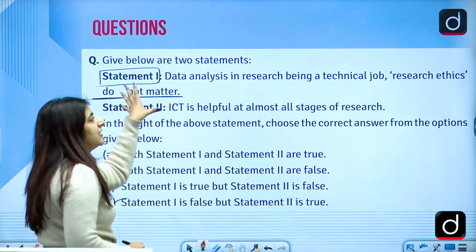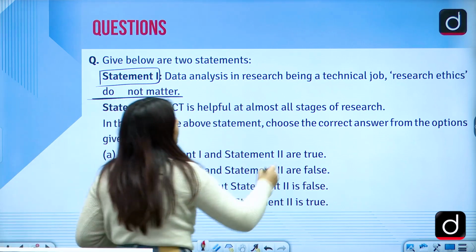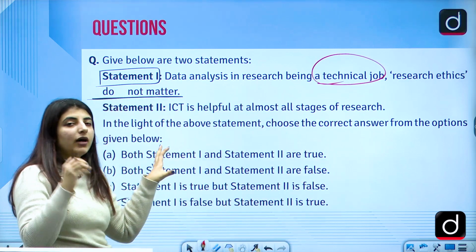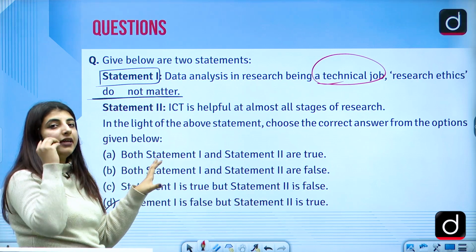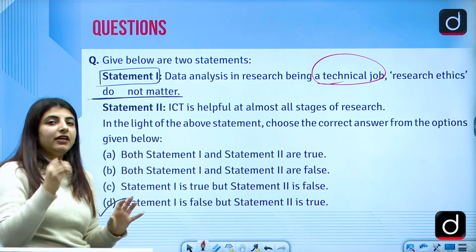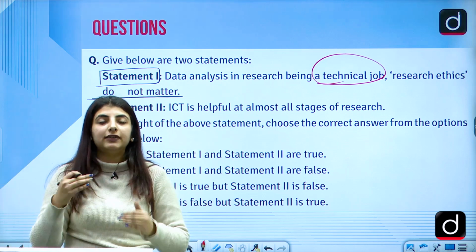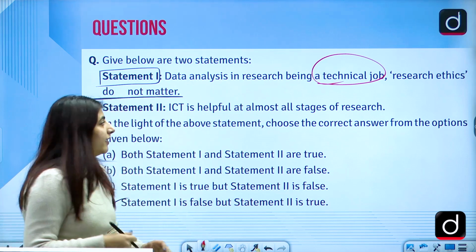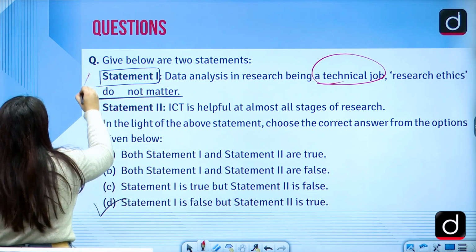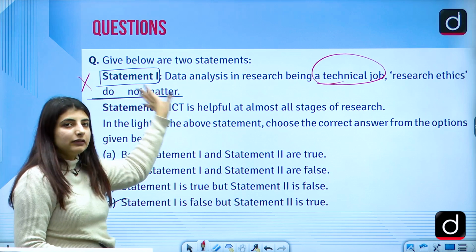If we talk about data analysis and research, even if it is a technical job, and even if we talk about the research ethics, why do you think they do not matter? They do matter. The research ethics matter, and the data analysis, even if it is a technical job, matters for the person who is doing the research, right? So they said that they do not matter. That means this statement is incorrect, right? Hence statement 1 is false.